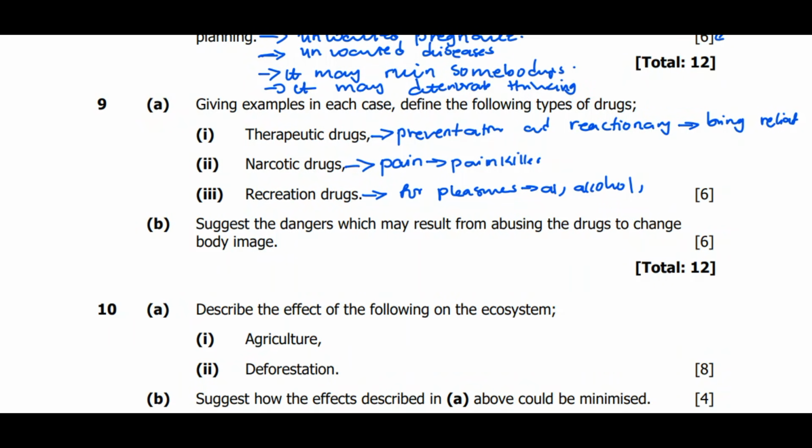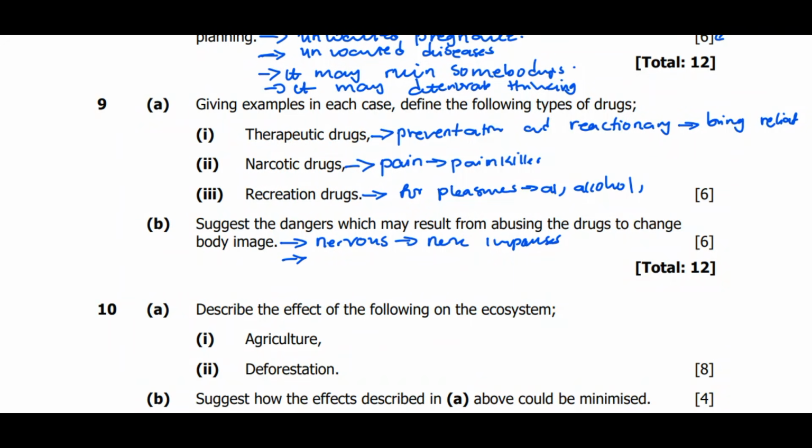Then suggest the dangers which may result from abusing drugs to change body image. So we want to look at the dangers which may result. To some people, they become extra nervous. So here we are looking at the nerve impulses. The nerve impulses start to move at a faster rate compared to the normal one.